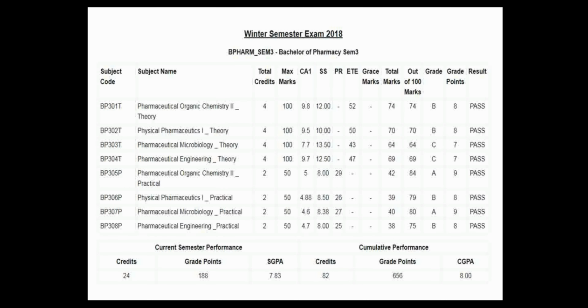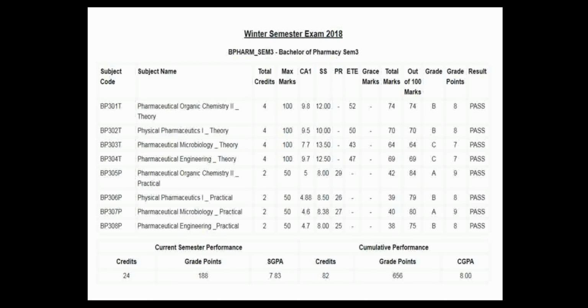Let's see one example. This is one of the results of semester 3 of the B Pharmacy course. In semester 3 of B Pharmacy, 4 theory and 4 practical subjects are allotted. The maximum marks for the theory subjects are 100, and the total marks are calculated by addition of continuous assessment marks, sessional marks and end semester marks. For the practical subjects, the maximum marks are out of 50, calculated by the same addition, and they are further converted to out of 100 marks.